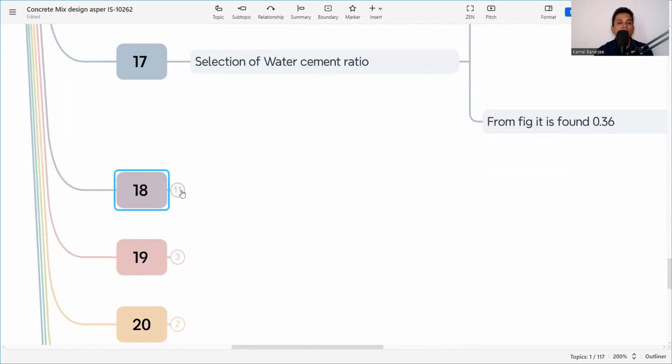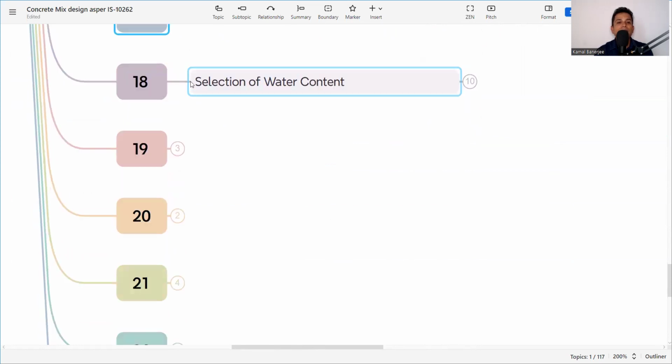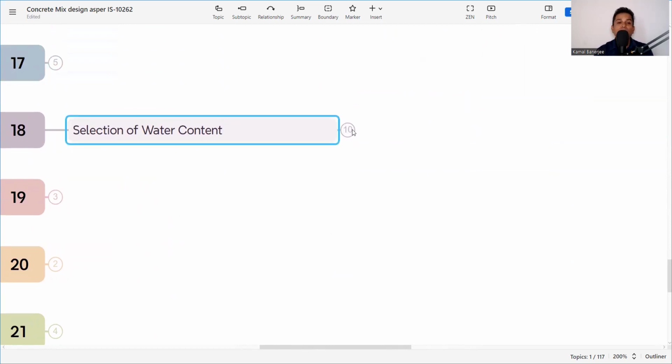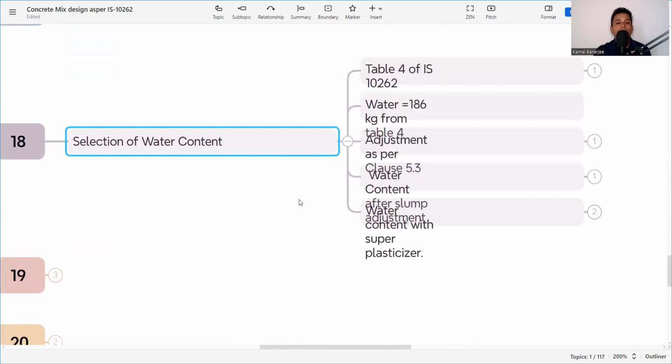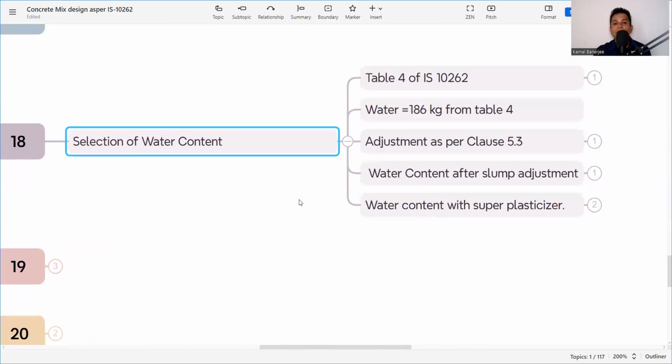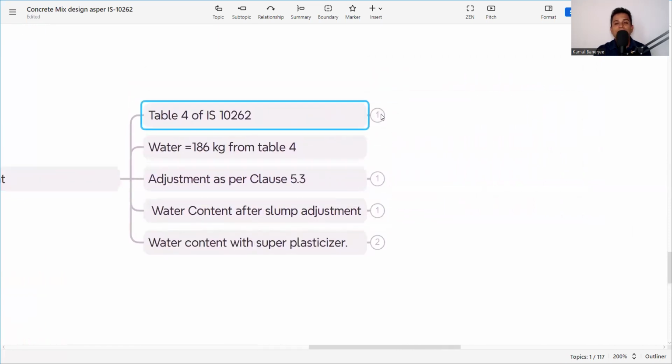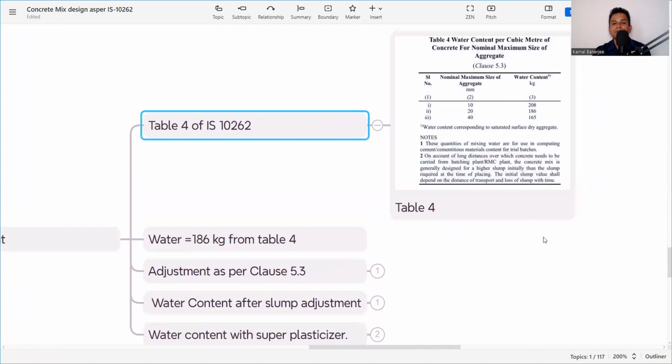Now, the next part is selection of water content. So we are getting 0.36 as our water cement ratio. The maximum size is 20. Now we need to check what the water content is. Why water content? If we find the water content, we can easily find the cement content. So first, we need to find out our water content. Now we need to check Table 4 of IS 10262. Let's see what we will get from that. Let's see what Table 6 is.